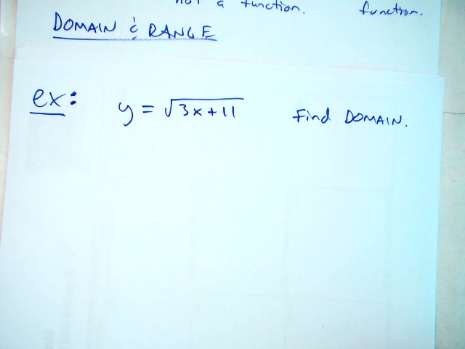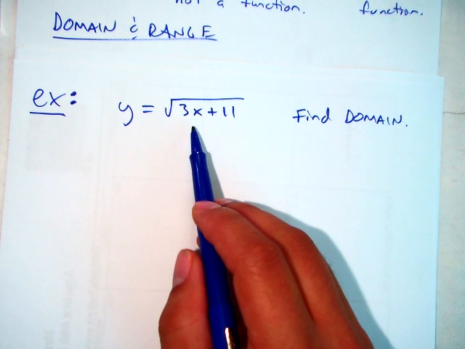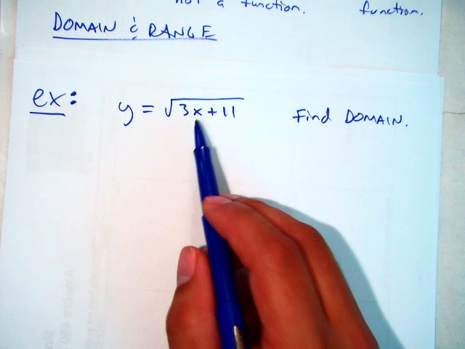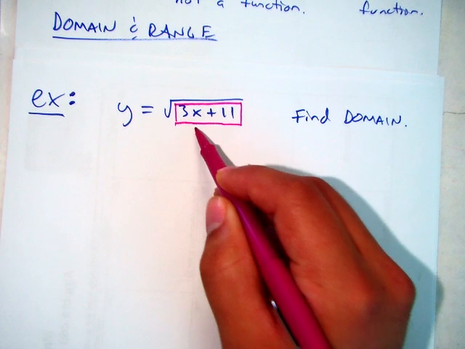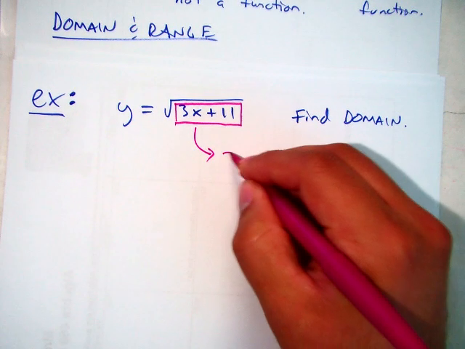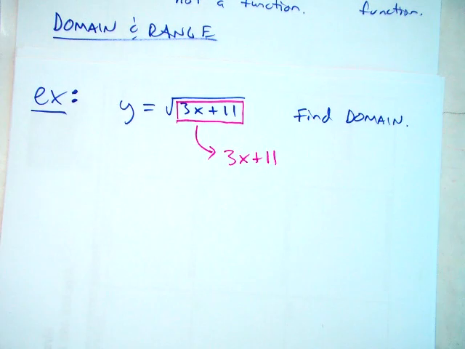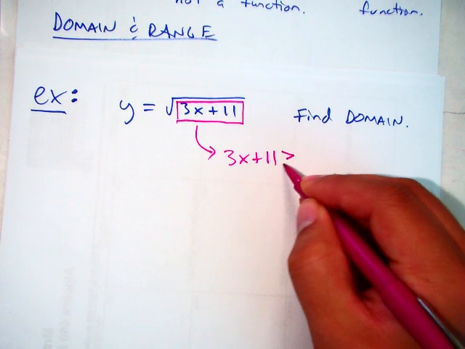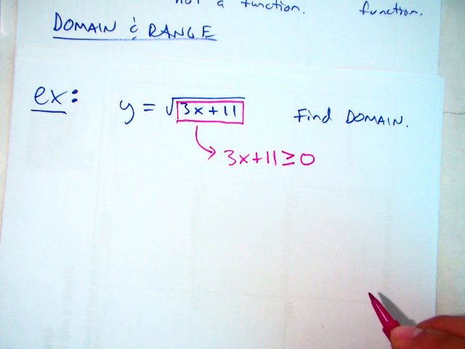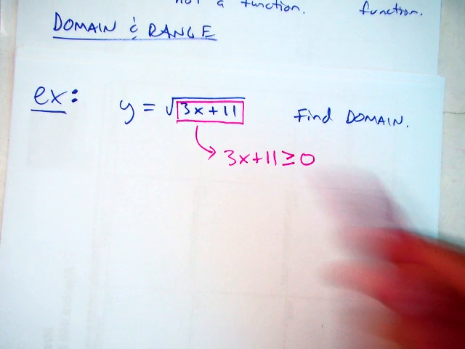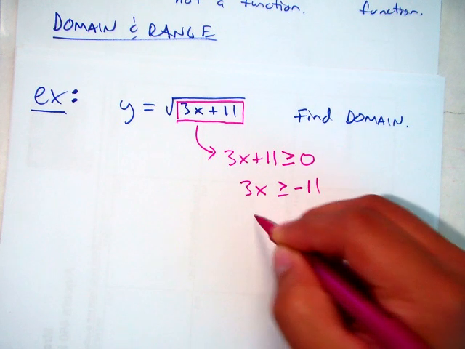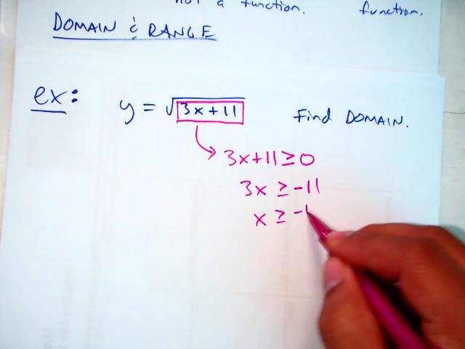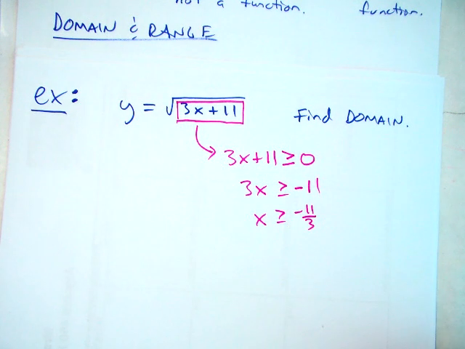You're right. X could be negative. The number inside of the root, which in this case is 3x plus 11, cannot be negative, right? So we say that that's greater than or equal to 0, right? And now if you actually solve for x, you get x has to be greater than or equal to negative 11 thirds.